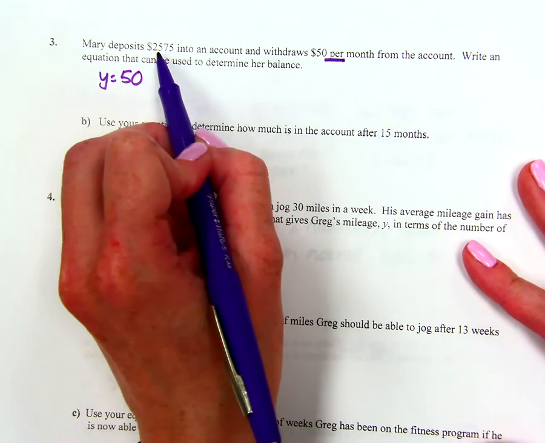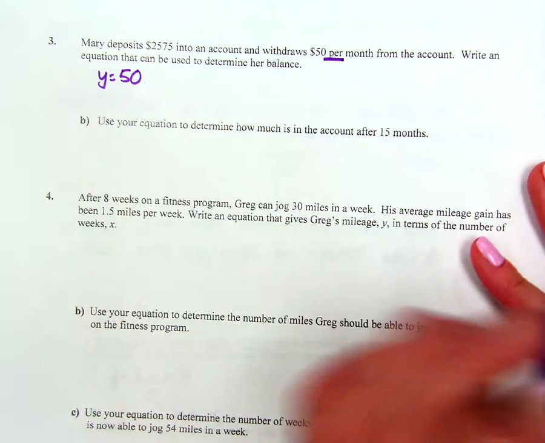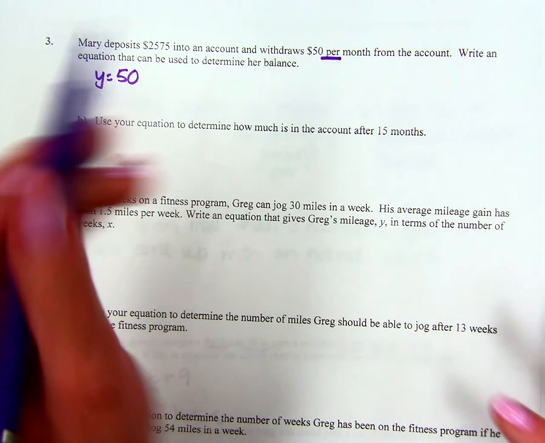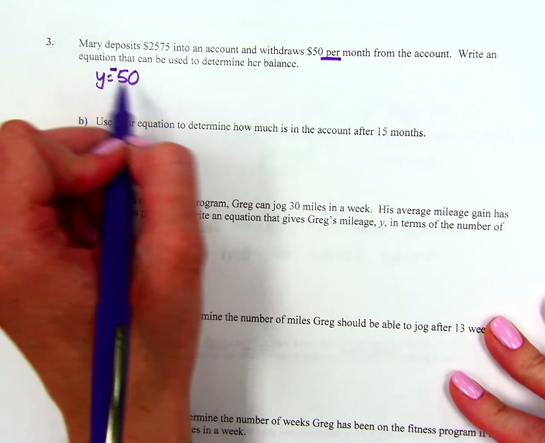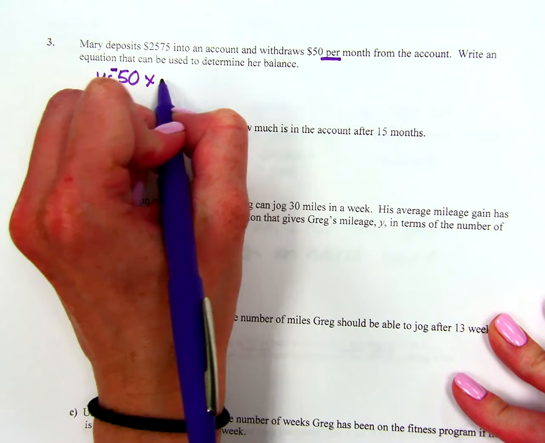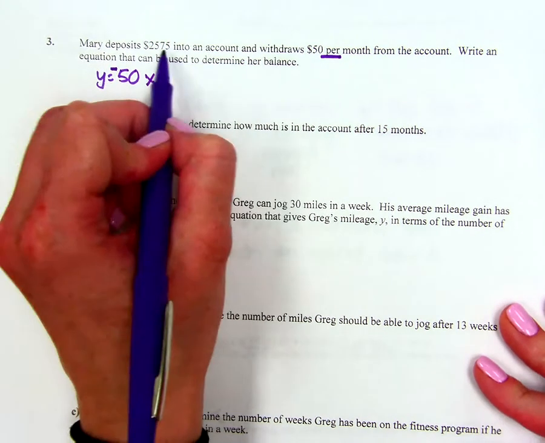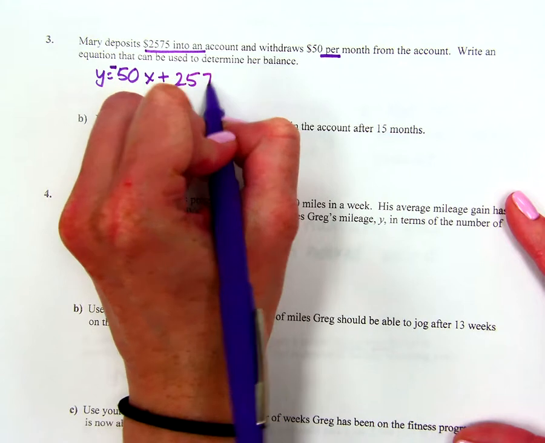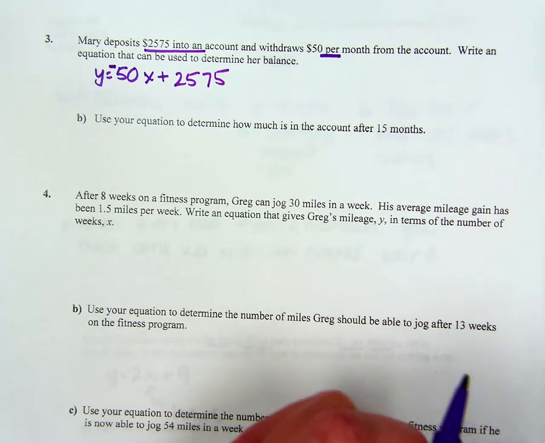Mary deposits $2,575 in the account, but withdraws $50 per month. Withdrawal means it's actually going to be a negative number, so I'm going to put a negative in front of that because our value is decreasing. So negative 50x plus, what's the value that stays the same, $2,575. So there's our equation there.